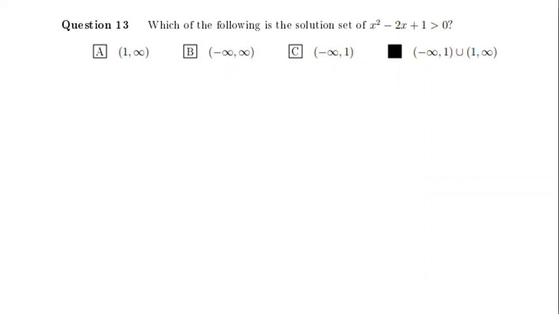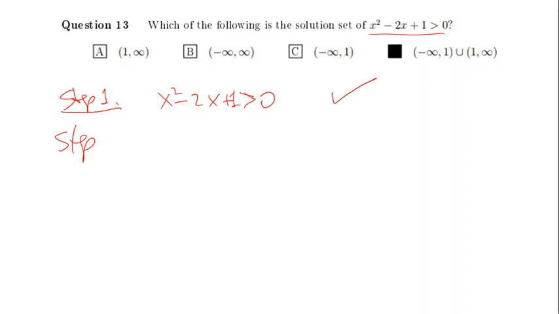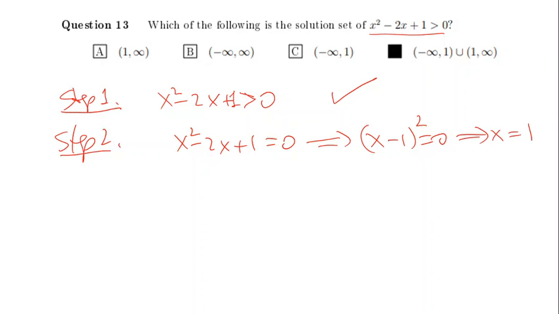Now, which of the following is the solution set of x squared minus 2x plus 1 bigger than 0? This is already in standard form. So step 2 is finding the roots. When you solve this, it will be x minus 1 squared, which implies x equals 1. So this is the only real root.